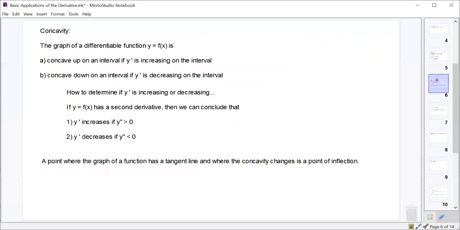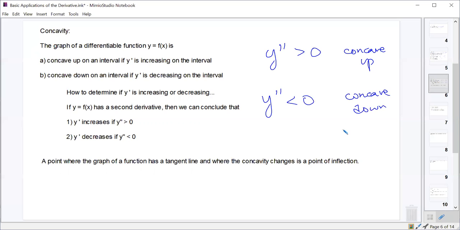Yeah. Great. All right. Now, concavity. Concavity can be indicated using the second derivative. So whenever our second derivative is positive, we are concave up. And whenever our second derivative is negative, we are concave down. And just to refresh your memories, concave up, concave down, right?